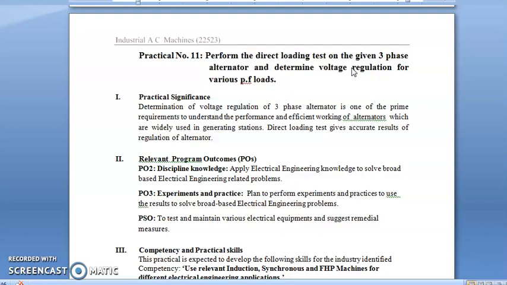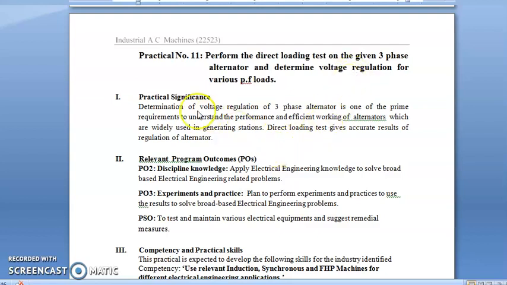That is the voltage regulation of the alternator. The voltage regulation is nothing but the difference of the terminal voltage of the generator from no load to full load. As we know, when the alternator is loaded with different loads, the terminal voltage of the alternator reduces. That voltage regulation we are going to measure with the help of this experiment setup for different power factor loads. That means we are determining the voltage regulation for resistive load, inductive load, as well as capacitive load.